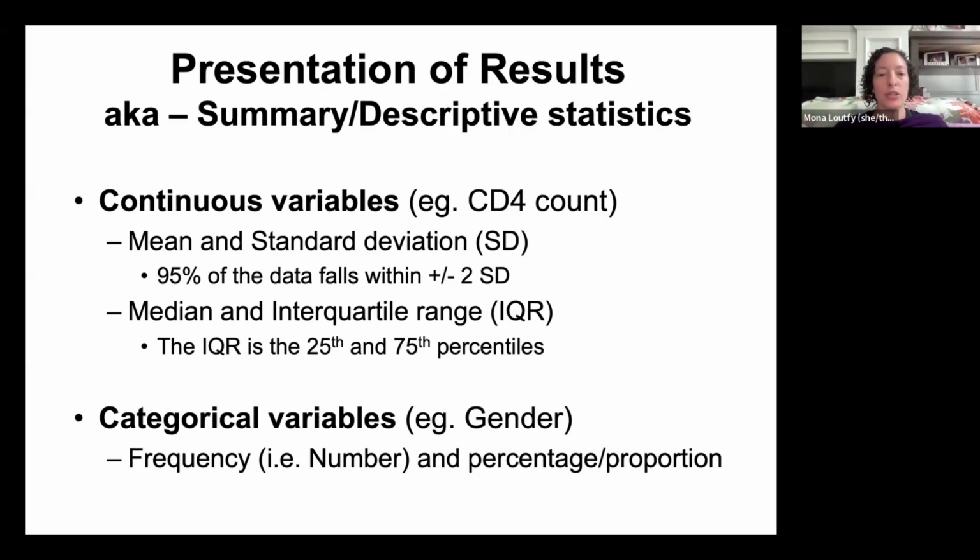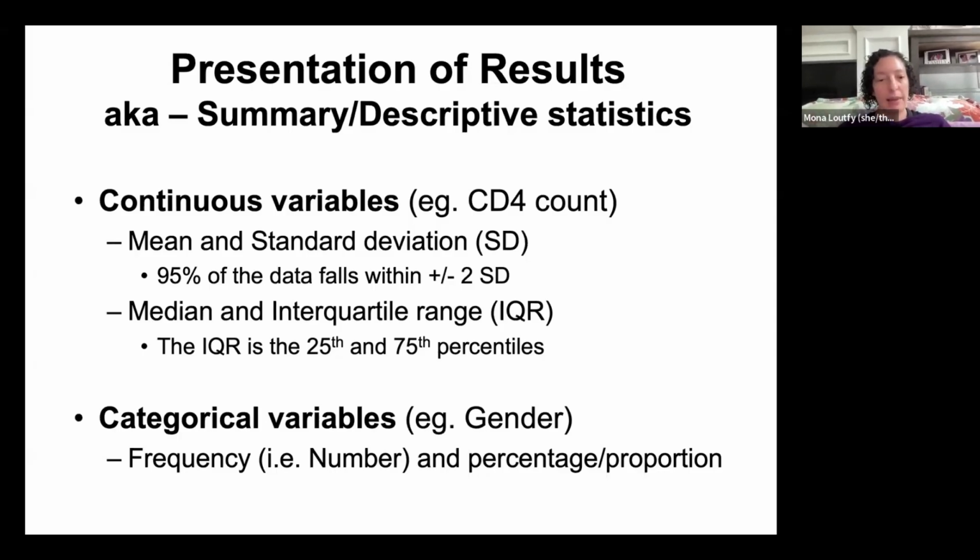So that's why it's important to understand the different types of variables and what type of variable our outcome is, what type of variable our independent variables of interest are. So for continuous variables, for example CD4 count, the two summary statistics that are used to describe continuous variables are mean and standard deviation.